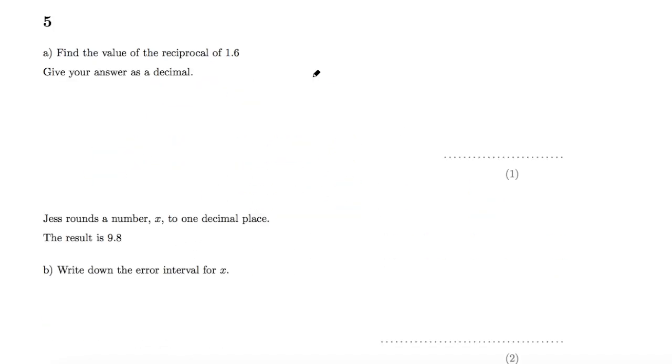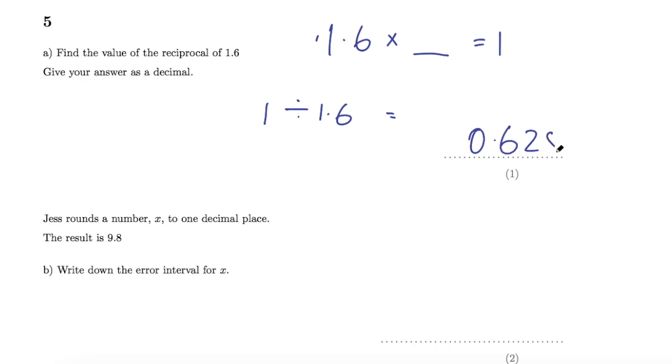Question 5 says, find the value of the reciprocal of 1.6. Give your answer as a decimal. So the reciprocal is what we can multiply by that number to get 1. And the easiest way to find the reciprocal is to divide 1 by whatever number you're given. So if we say 1 divided by 1.6, that gives us the reciprocal, and you do that sum and you get 0.625.